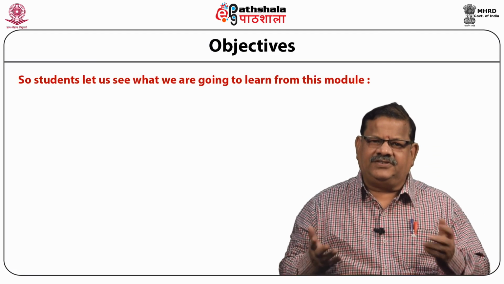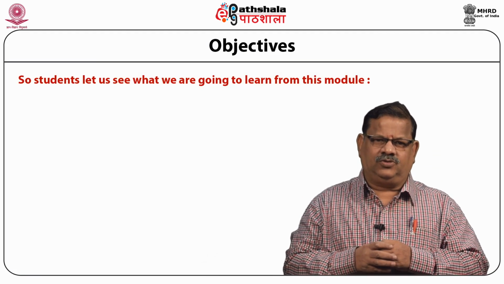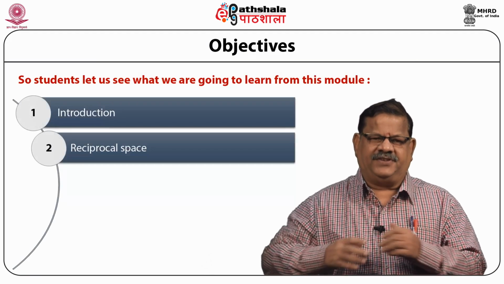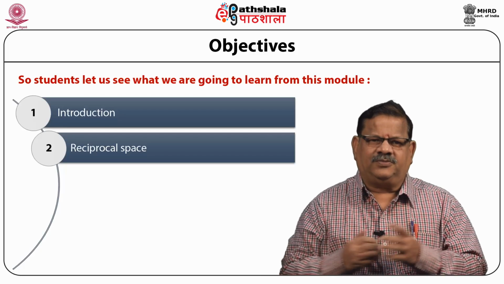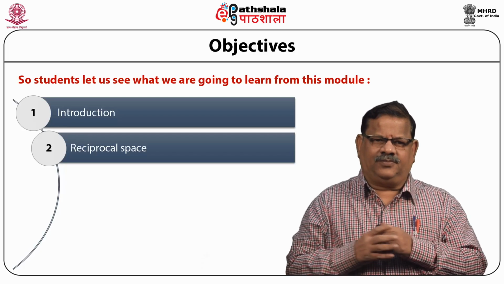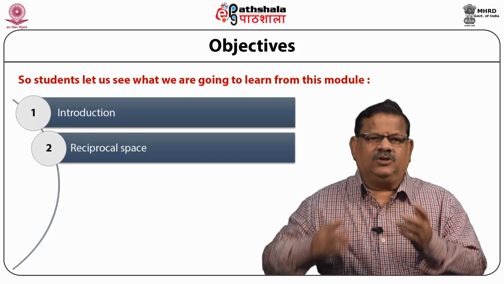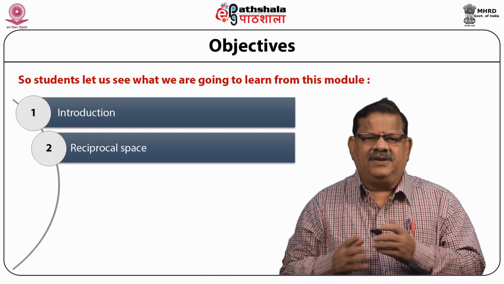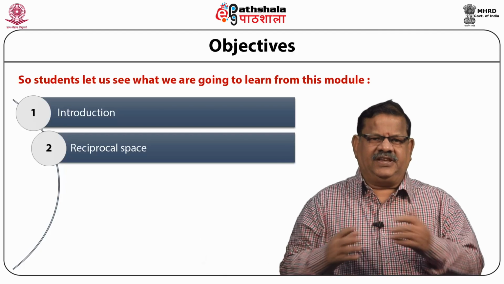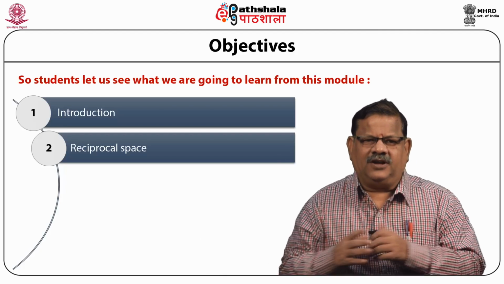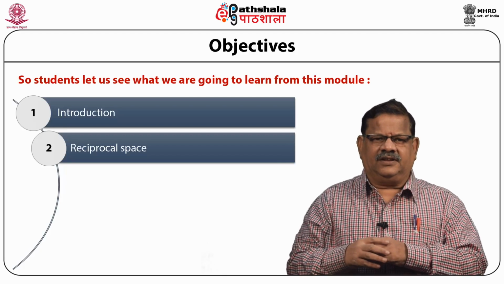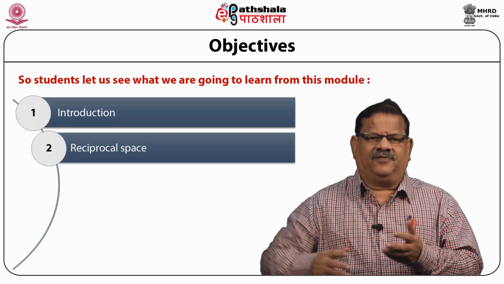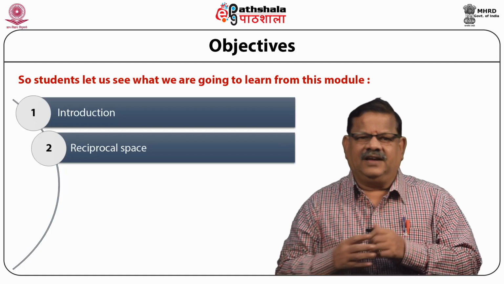So students, let us see what we are going to learn in this module today. We are going to first know about reciprocal space. What is reciprocal space? Why is it called reciprocal? Because there is one space known as real space in which the unit cell dimensions are defined like a, b, c, whereas in reciprocal space, it is an inverse relation: a star, b star, c star, and the three angles are alpha star, beta star and gamma star.